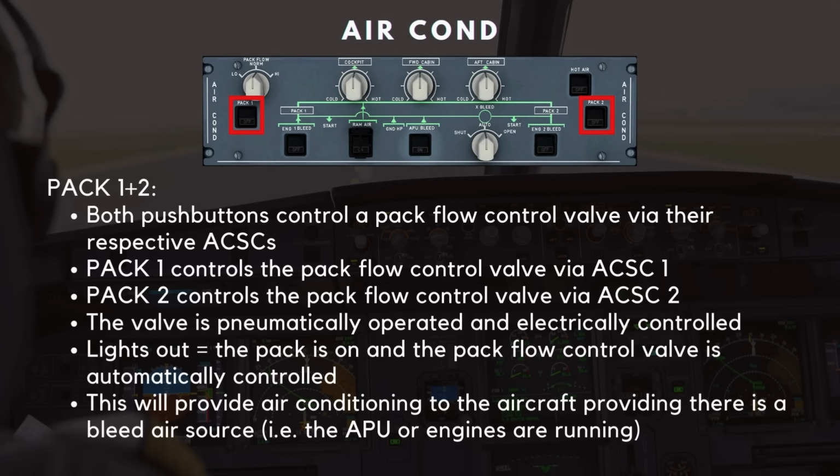When the push button is in its default lights out position, the pack is on and the pack flow control valve is automatically controlled. This will provide air conditioning to the aircraft, providing there is a bleed air source, i.e. the APU or engines are running.